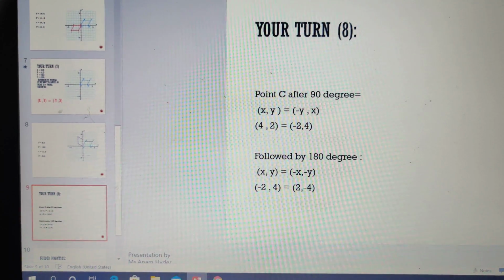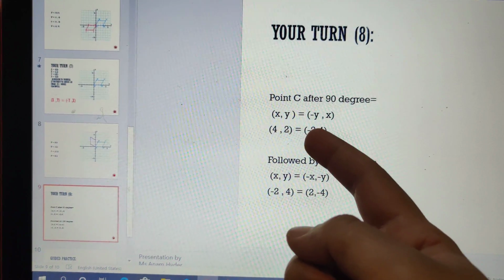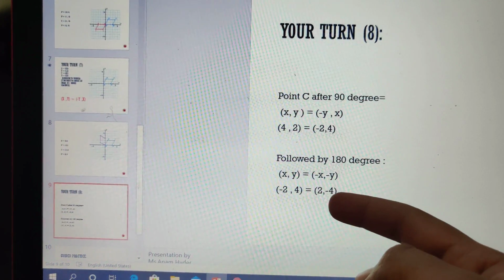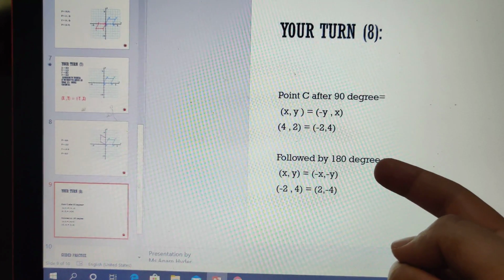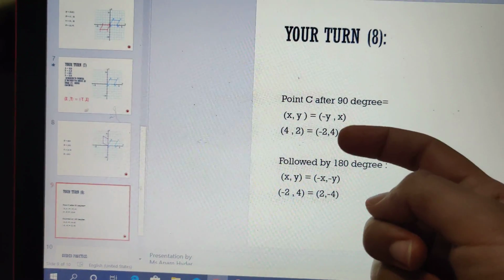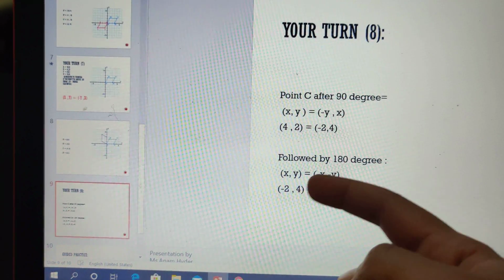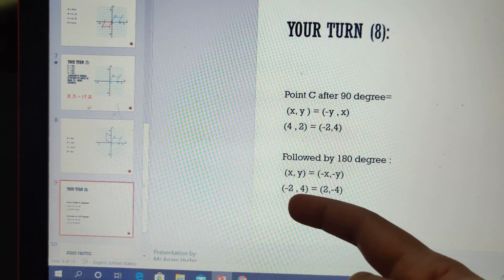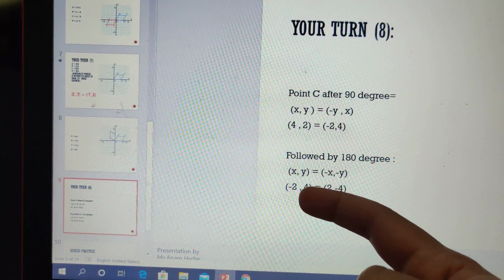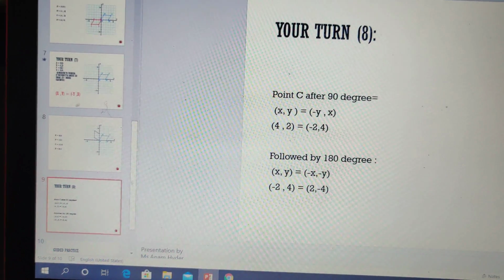Again in the same question they are saying, after this, when you have C as negative 2 and 4, use the formula of 180 degrees and get the new coordinates. The formula for 180 degrees was both negative. With this point C, we will just use this formula. 2 was already negative, so it became positive, since negative gave us positive. Here 4 was positive, and positive with negative gave us negative 4. So this is the answer of your turn 8.